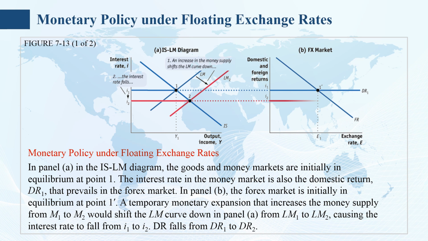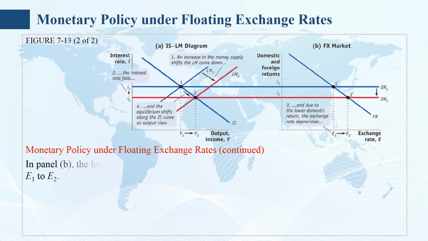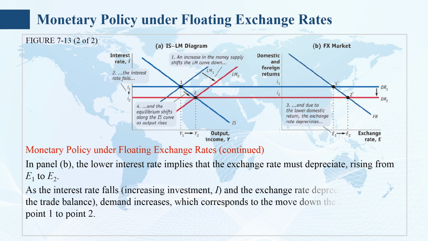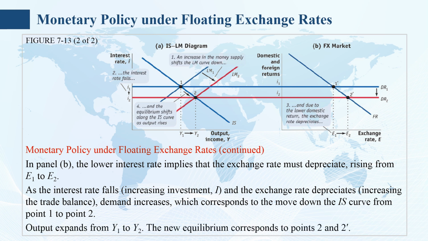A temporary monetary expansion that increases the money supply from M1 to M2 would shift the LM curve down in panel A from LM1 to LM2, causing the interest rate to fall from I1 to I2. DR falls from DR1 to DR2. In panel B, the lower interest rate implies that the exchange rate must depreciate, rising from E1 to E2.